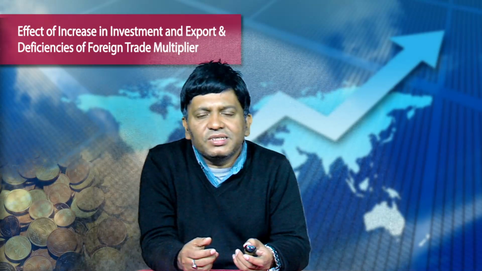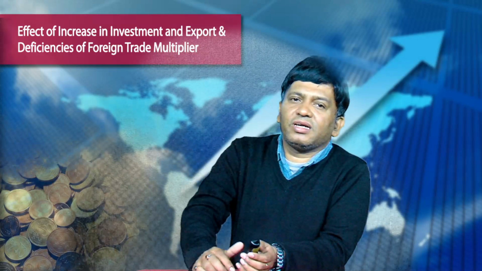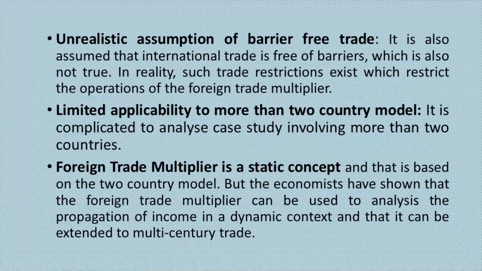So these are all basically possibilities which are kept in check by all these strong assumptions. And then another is basically we are talking about unrealistic assumptions of barrier-free trade. It is as if the moment the other country's income increases, we are going to witness an increase in export, or probably the same is the case with import. But this is not so true.